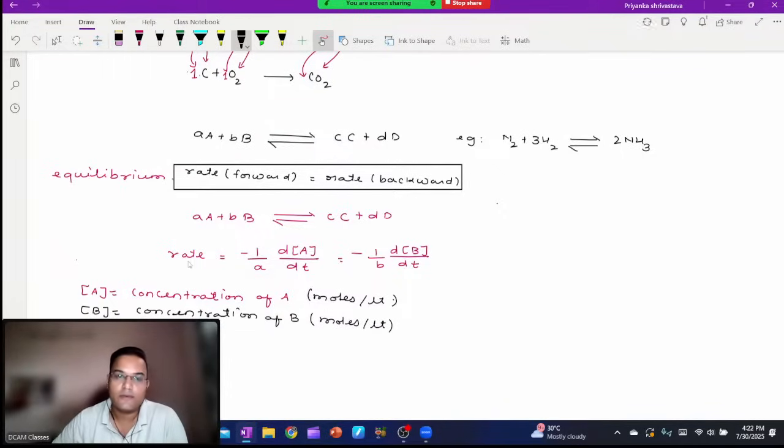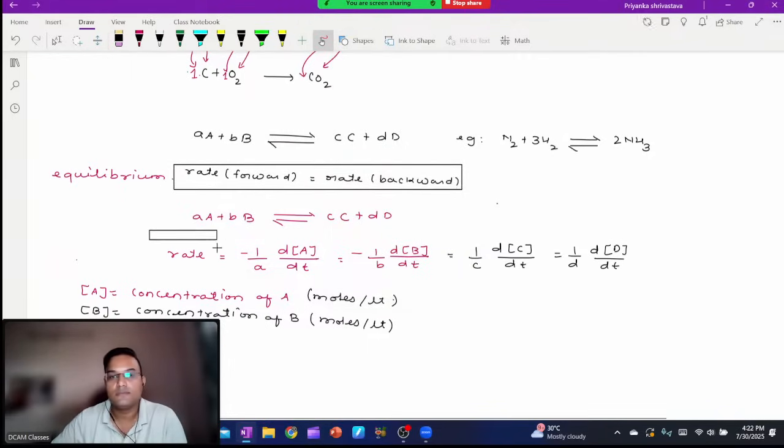This is the basic formula of calculating the rate, minus 1 by a, d[A] by dt, and this is also equal to 1 by c, d[C] by dt, is equal to 1 by d, d[D] by dt. Basic differentiation and all you know already.